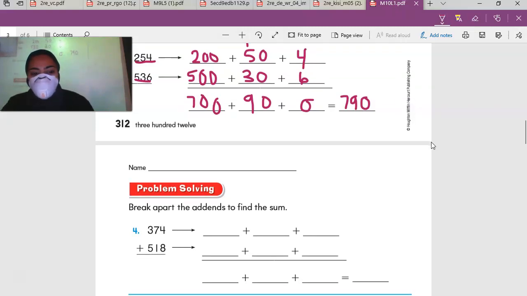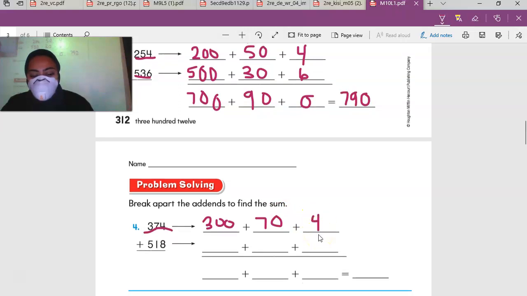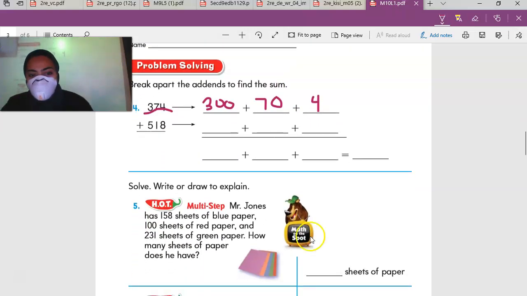Okay, let's look at number 4. 374. Who can raise their hand and expand that for me? Mariah? Very good. Amaria, go ahead and expand 518 for me. Good job. 500 plus 10 plus 8. Very good.